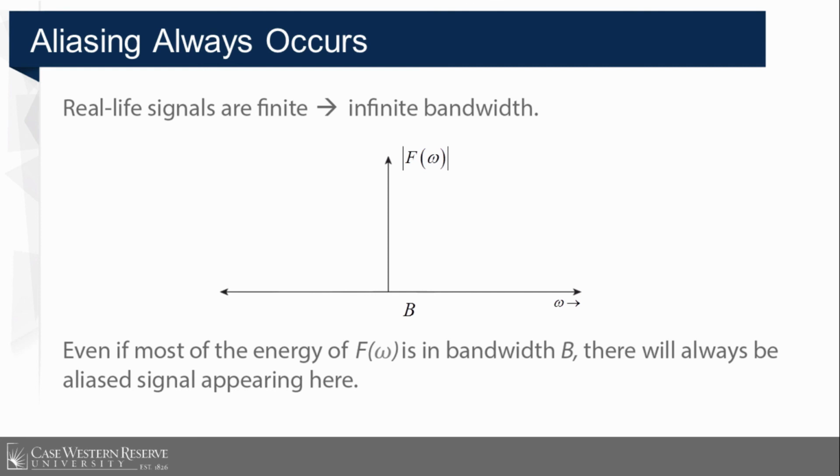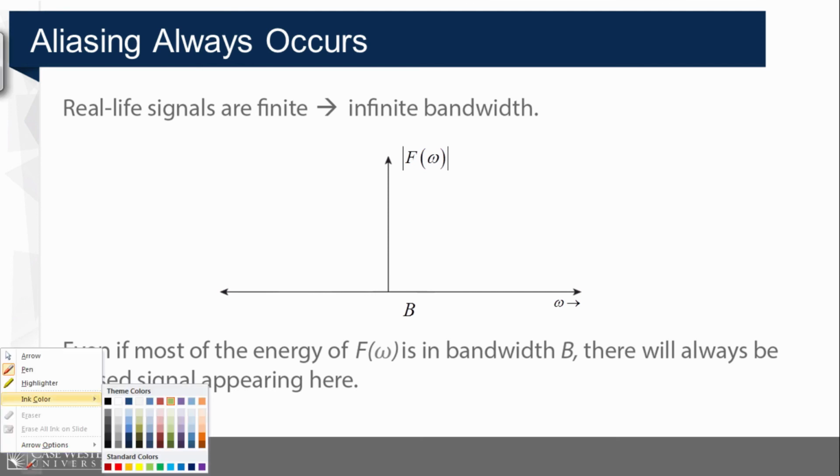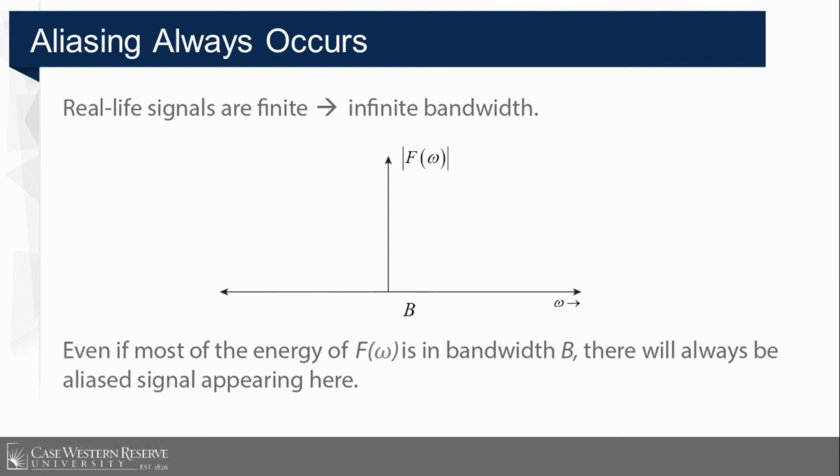All real life actual collected signals that we're going to work with are finite. And so if they're finite in the time domain, we know that in the frequency domain, they're going to be infinitely large. They'll have an infinite bandwidth. So any finite signal in the time domain may have a spectrum where the interesting information is happening at these lower frequencies, but we're going to have some frequency content out at the high frequencies, no matter what we do.